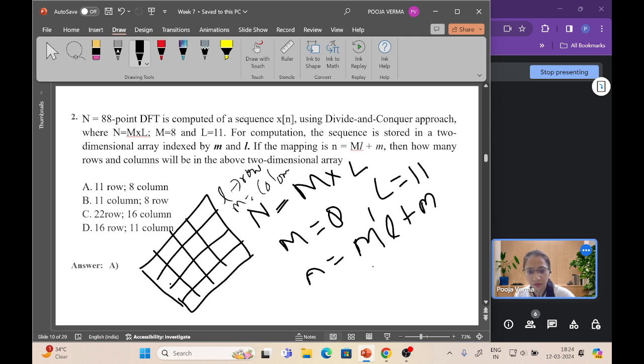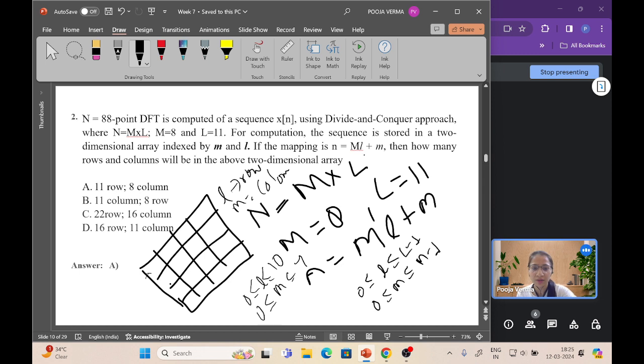And l varies from 0 to L minus 1, and m varies from 0 to M minus 1. So L is the row index, so rows vary from 0 to L minus 1, which is 10, and M is the column index, varying up to 7. So how many rows and columns will be there? L is 11, so 11 rows and 8 columns.